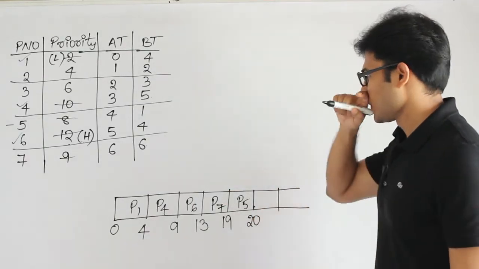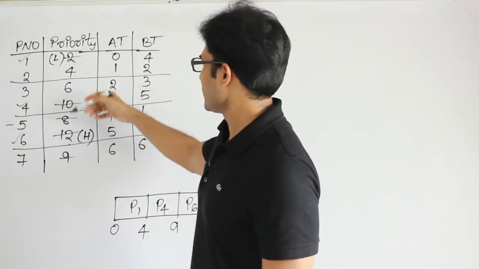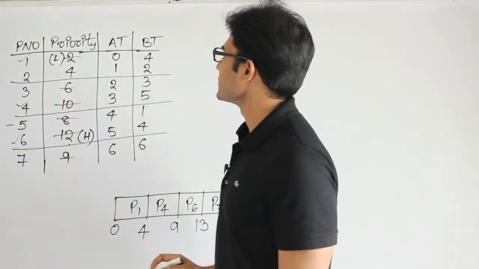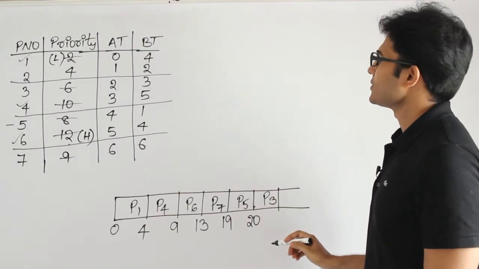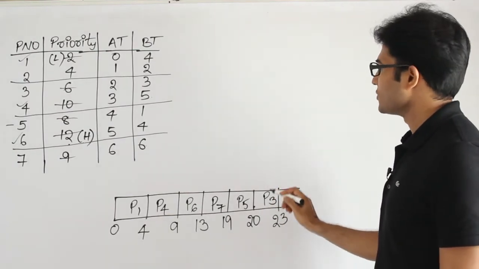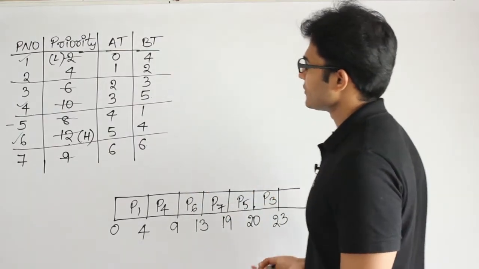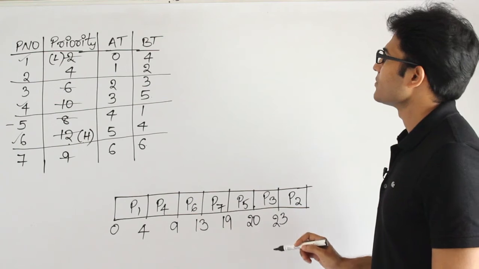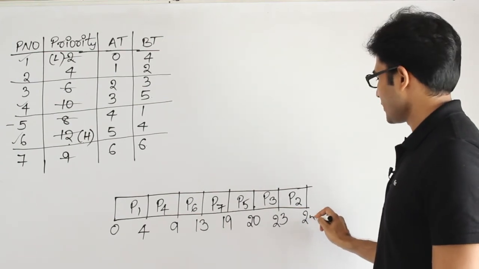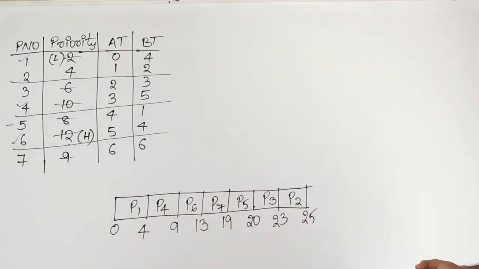And among the available, the next one is 6. Therefore I am going to take P3, whose burst time is 3. Therefore by 23 it is over, and the only one remaining is P2. Finally P2 has to be scheduled and its burst time is 2, therefore 25, right? So this is how we could schedule all the processes.